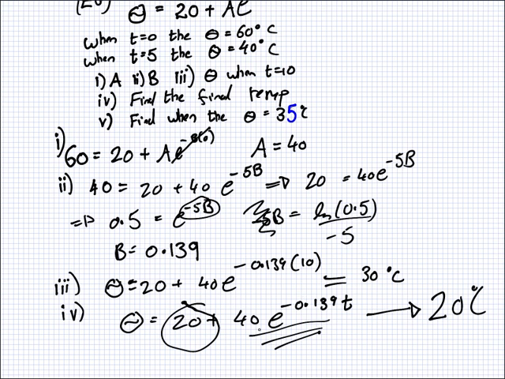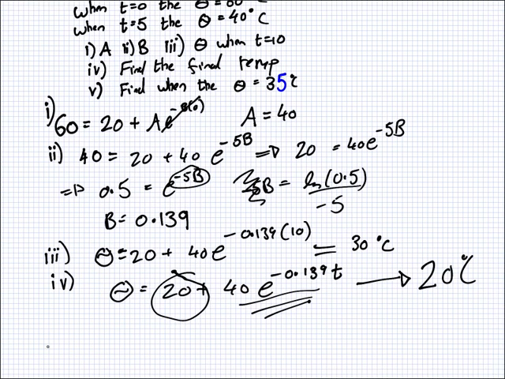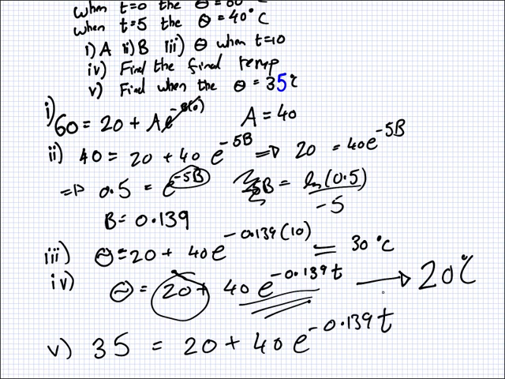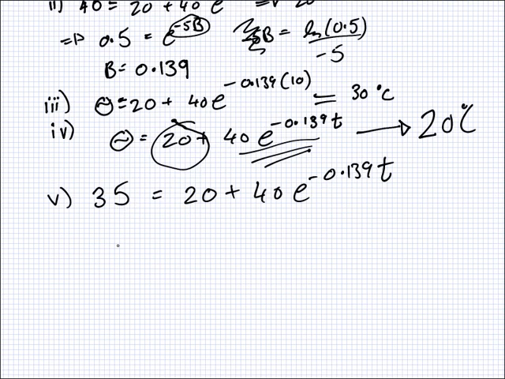The last part is find when the temperature is 35. So 35 equals 20 plus 40 e to the minus 0.139 T. We can solve this one. We just have to rearrange it a little bit. So if we take the 20 to the left, what do we get? 15, isn't it? And then we'll divide by 40. 0.375?